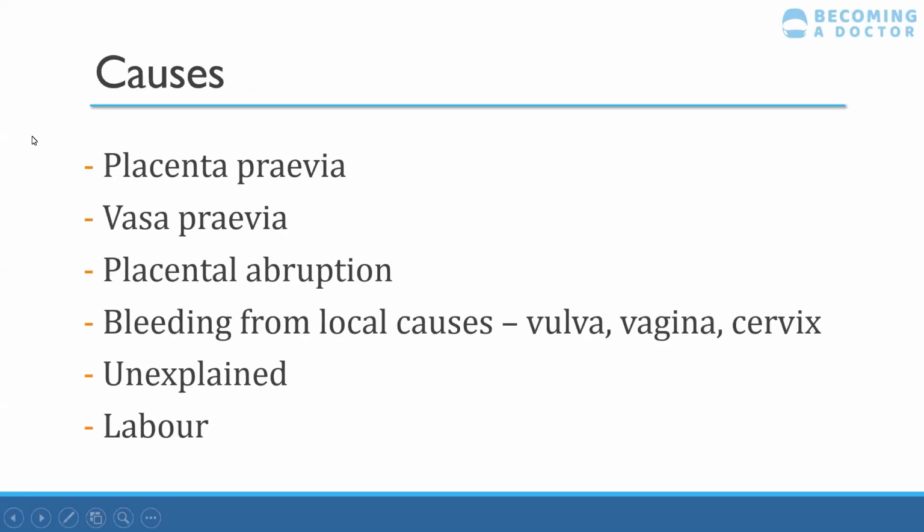And these are the main causes of antepartum hemorrhage. So we'll talk about all of these except for labour, really. So labour, bleeding at the beginning of labour is common, might represent the loss of the mucus plug or just some light spotting at the beginning of labour. But obviously that would be accompanied by contractions or rupture of membranes.